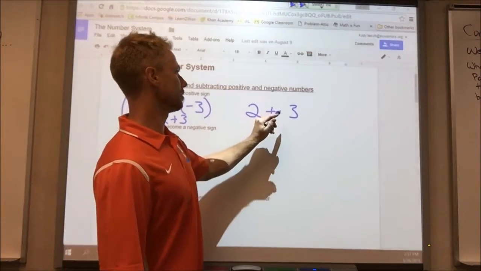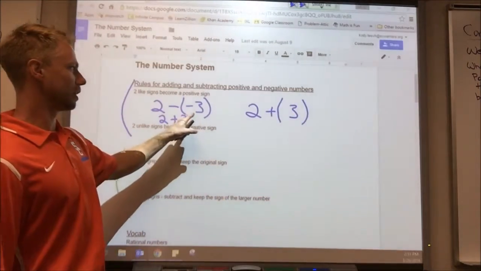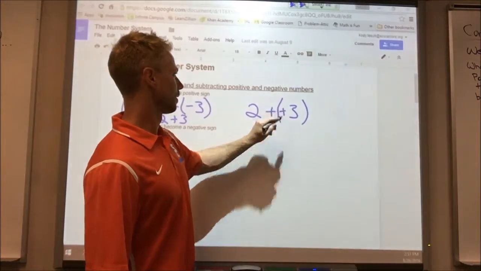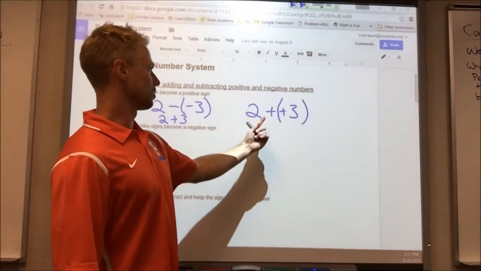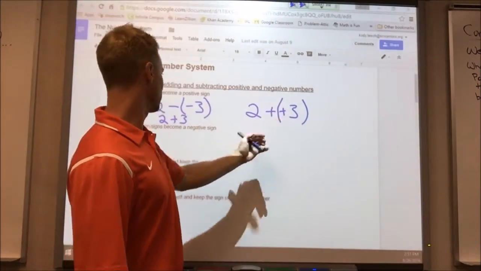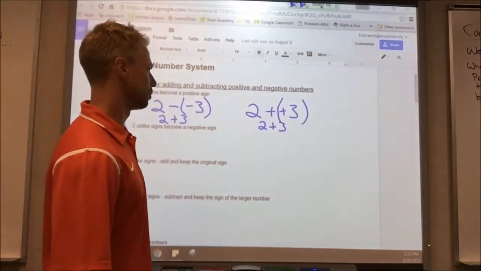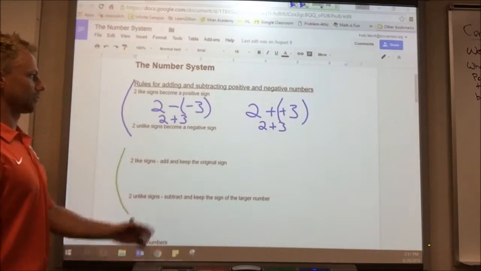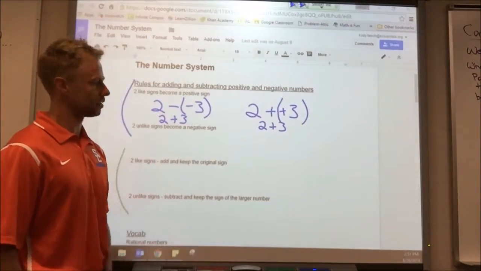Because really what we could do is put parentheses around the 3 like we did here, and there would be a plus inside because it's a positive number. So again, two like signs become a positive. So that would be 2 plus 3. Okay, so if it's two negatives, it becomes positive. If it's two positives, it stays positive.